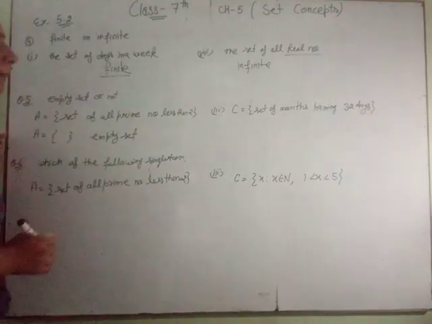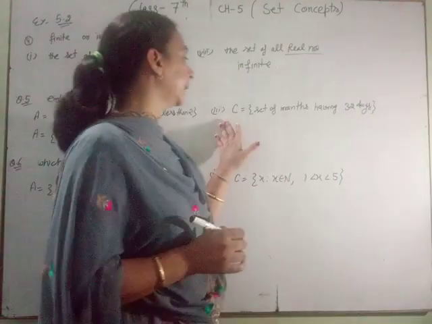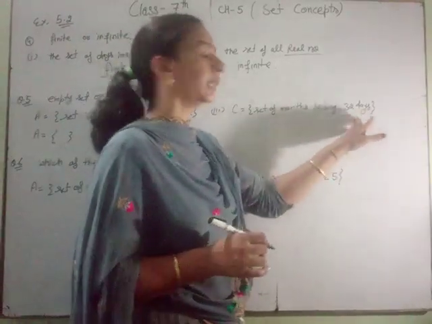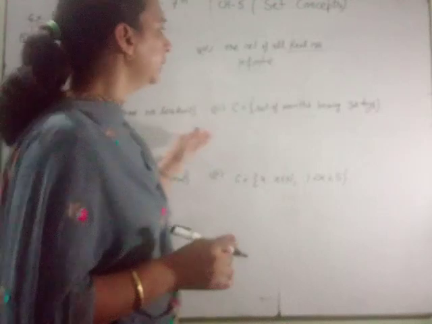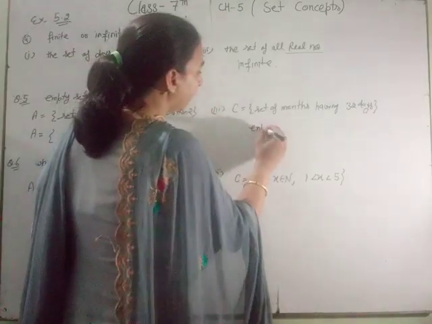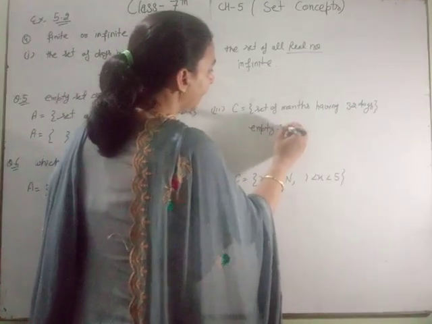Empty set. Next, in the third question, set C equals the set of months having 32 days. Student, there is no month having 32 days. So this is also an empty set.